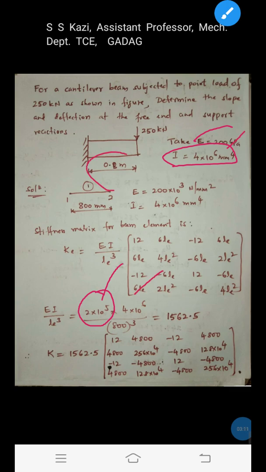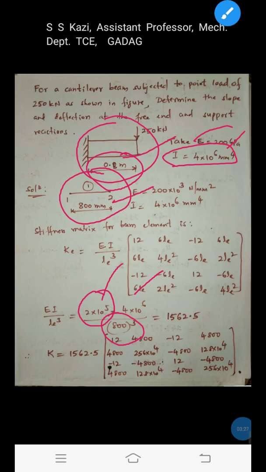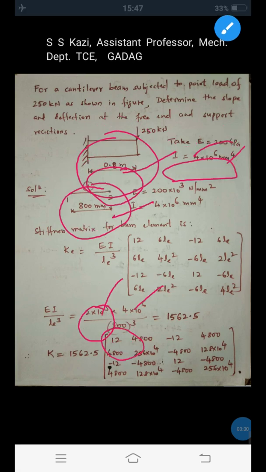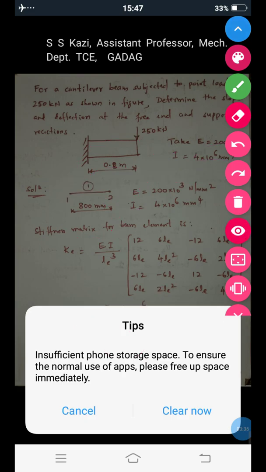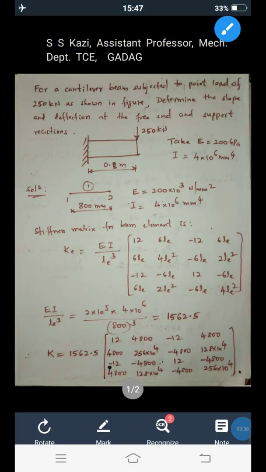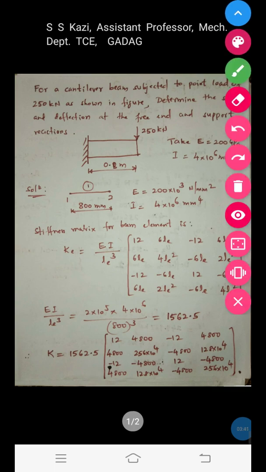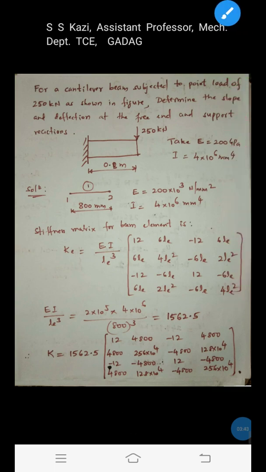And next I will substitute LE cube, the length of the element. Since the entire beam is considered as a single element, the length of element 1 is 0.8 meter only. If you convert 0.8 meter into mm, 0.8 into 1000, you will get 800 mm. Now you substitute EI divided by LE cube, where LE is 800, so 800 cube.